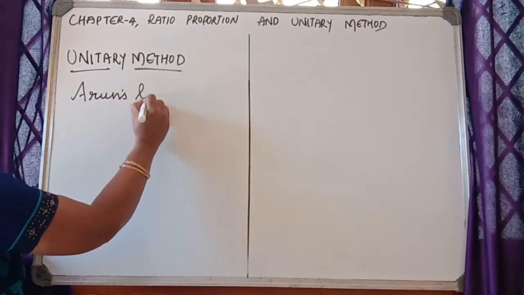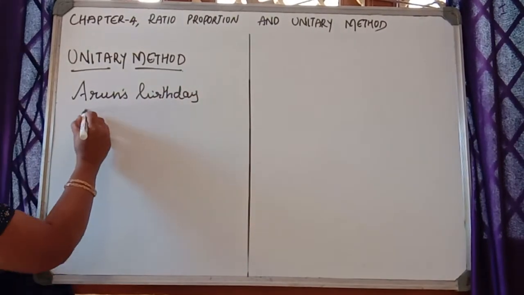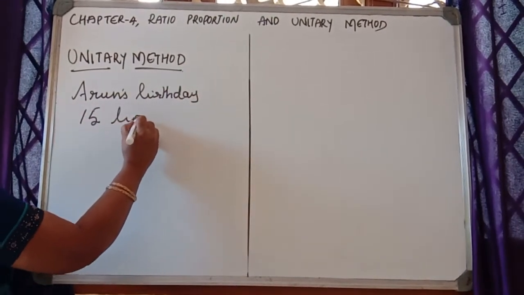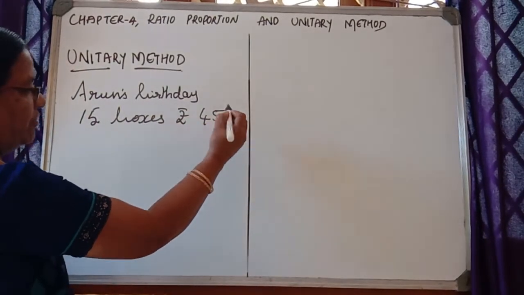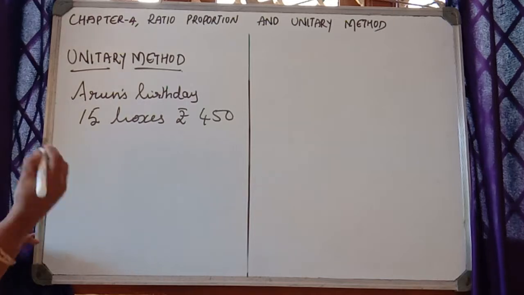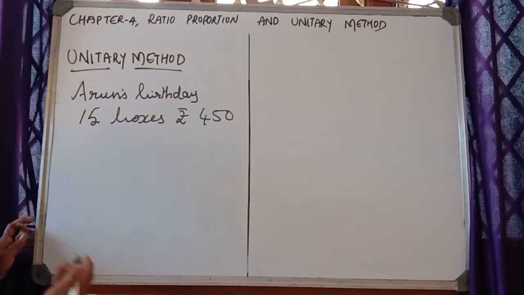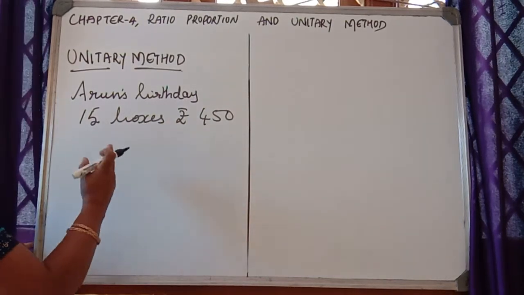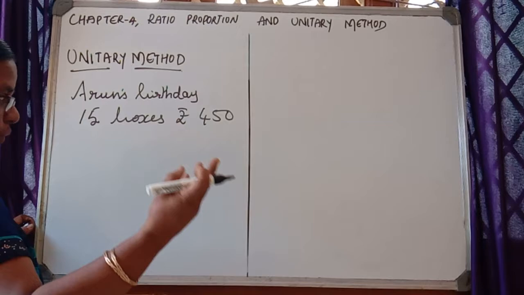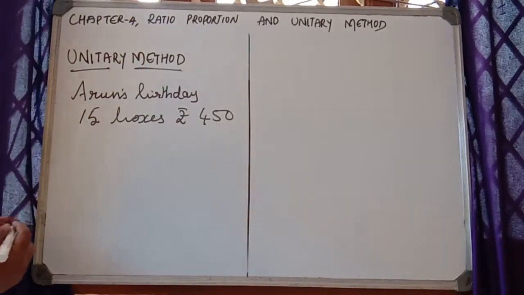It is Arun's birthday. He bought 15 boxes as a return gift. He paid 450 rupees. But 4 extra friends came, so he wants to buy 4 more boxes. Now, how much money does he require to get 4 more boxes? How can we find out?